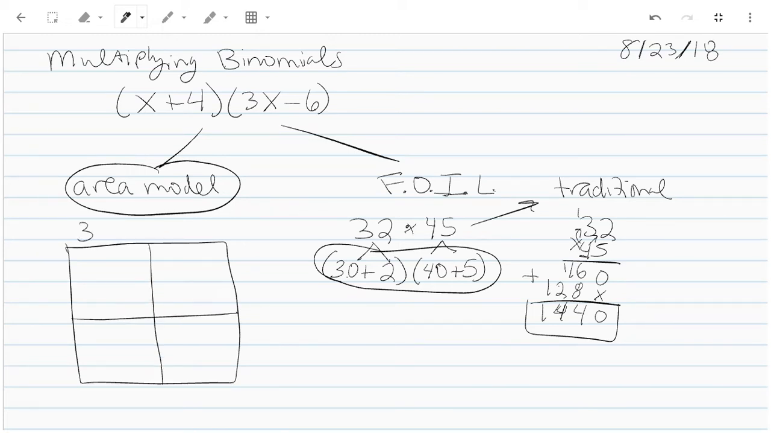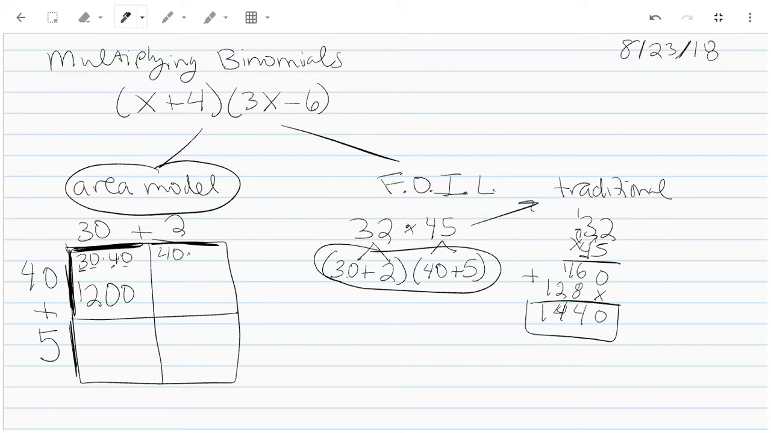So this is 30 plus 2. So I'm going to space it out. This is my 30 plus 2. This here is 40 plus, and this here is 5. And so now let's multiply. So this first box is length times width. 30 times 40. 3 and 4 is 12. 0, 0 gives you the 1200.